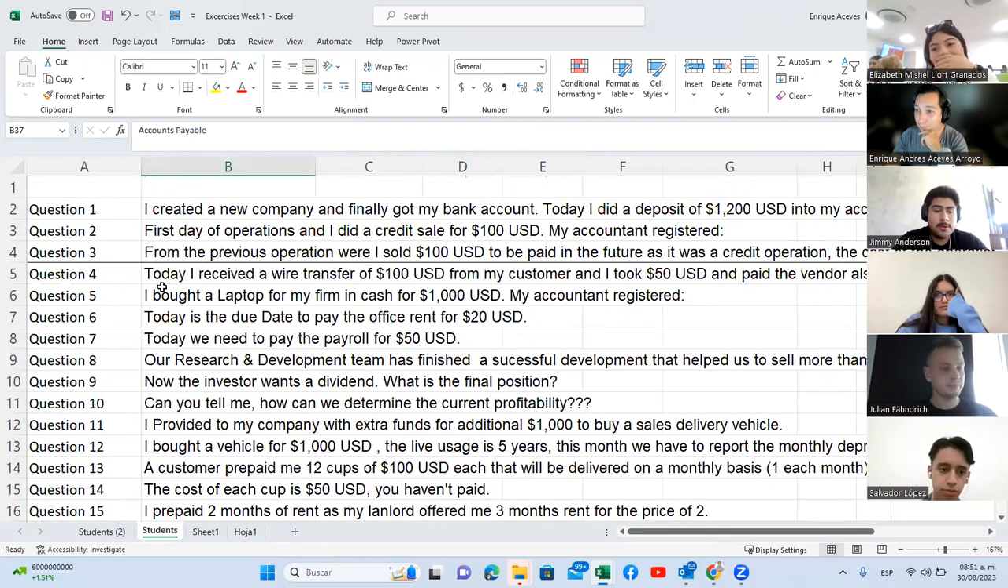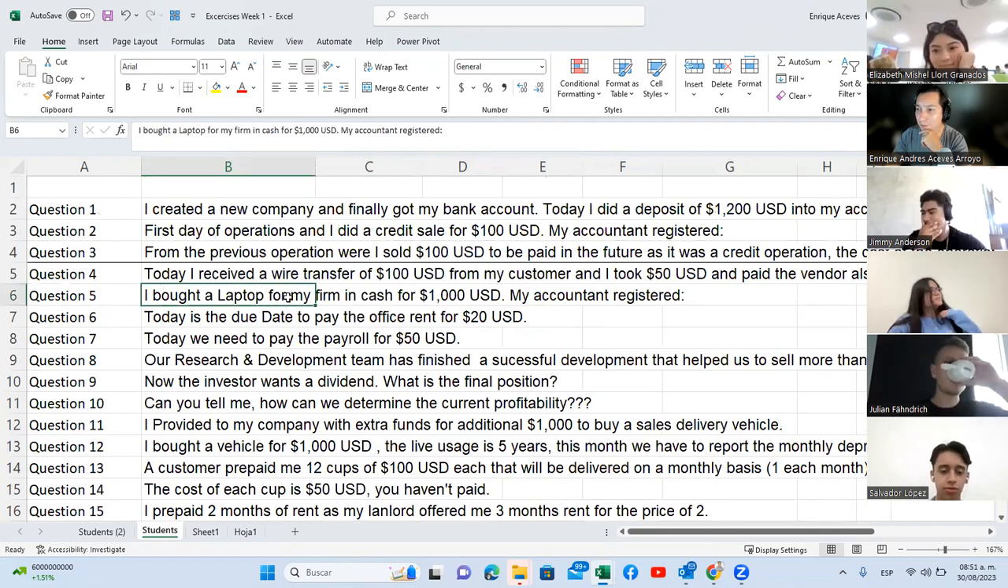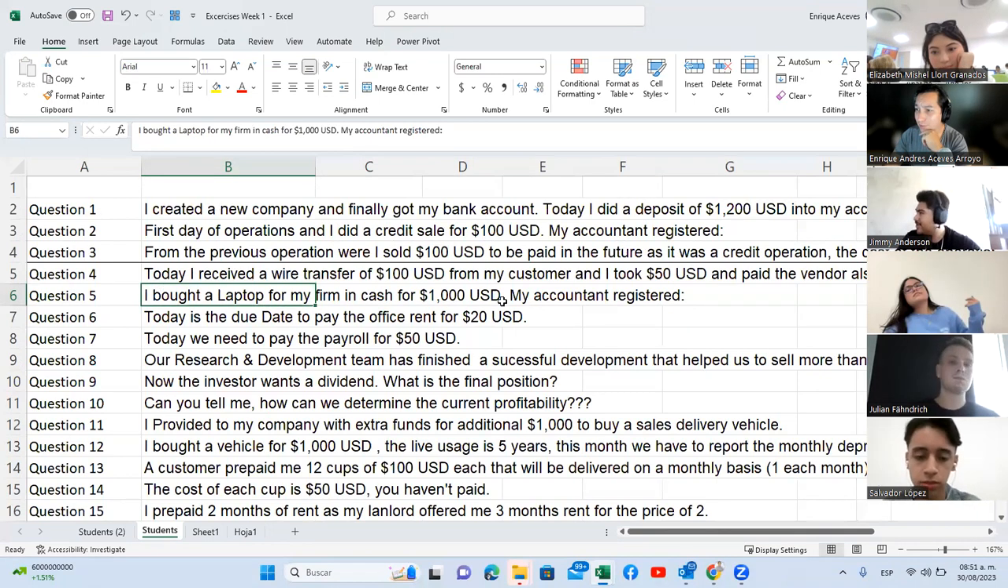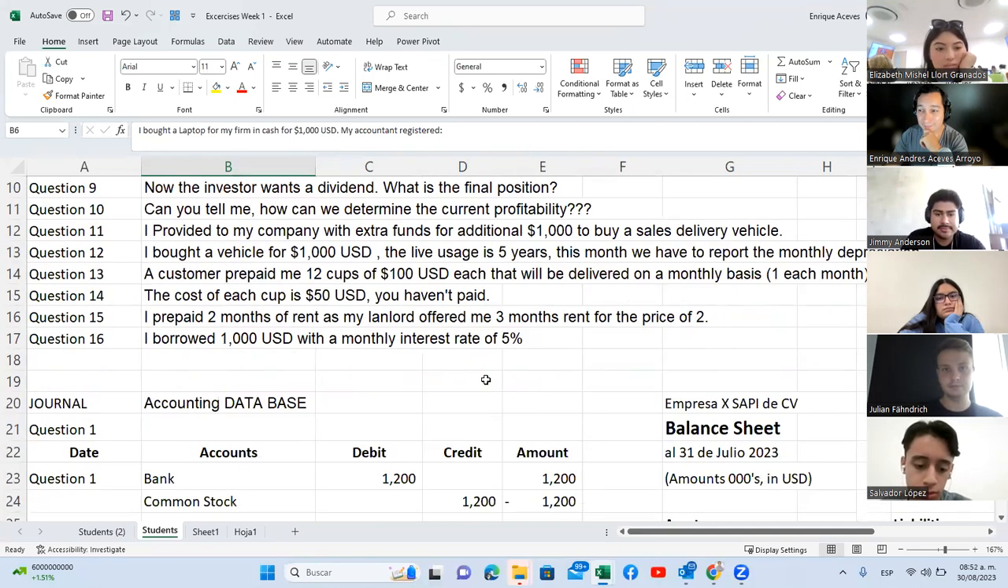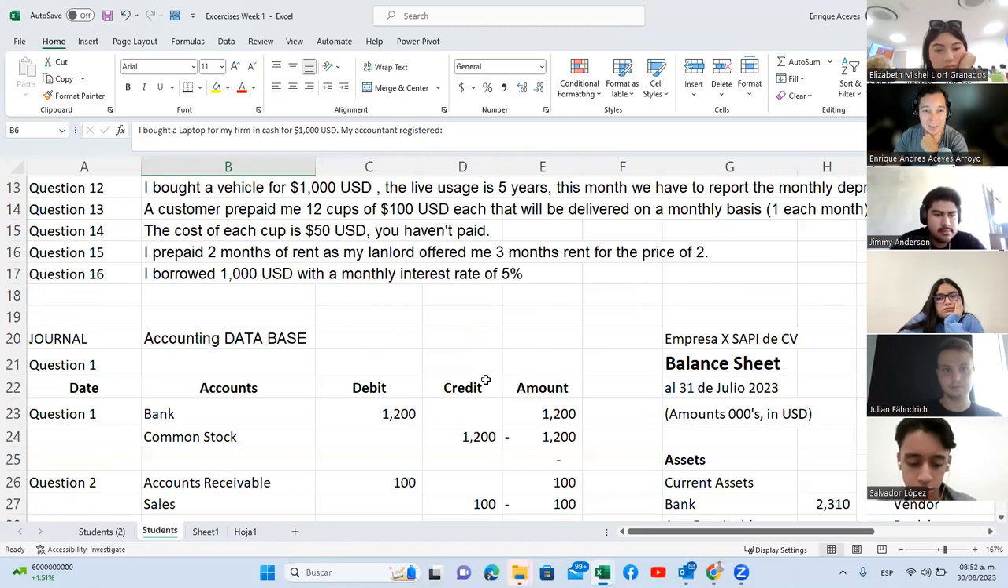Perfect. I bought a laptop for my firm in cash. My accountant registered. It's a debit to assets. It's a debit to asset. What's the name of that account? Computer equipment. Awesome. Laptop equipment. And it's a credit to bank asset.